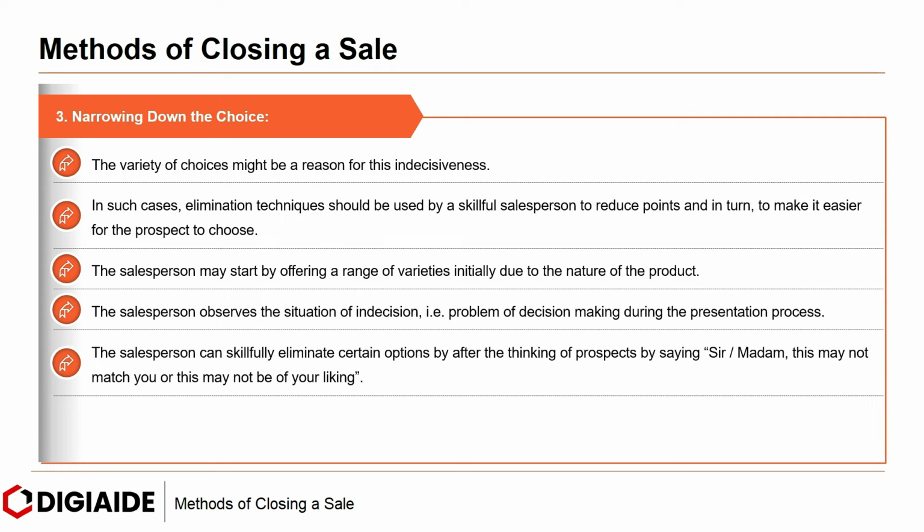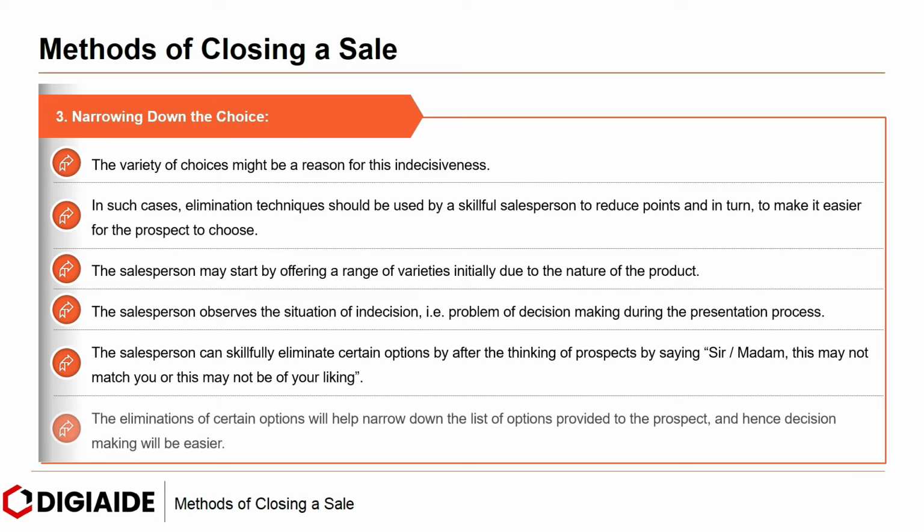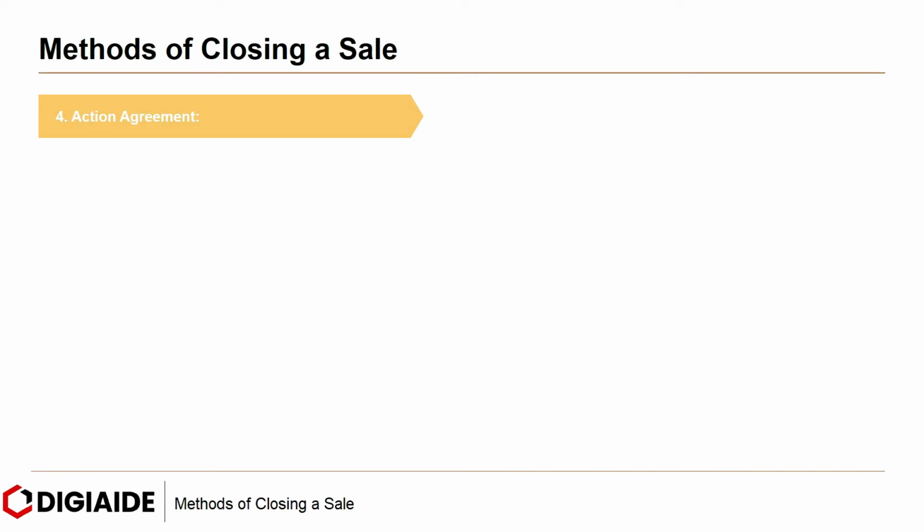The salesperson can skillfully eliminate certain options by, after thinking of prospects, saying, "Sir, ma'am, this may not match you or this may not be of your liking." The elimination of certain options will help narrow down the list of options provided to the prospect, and hence decision making will be easier. Fourth, action agreement.